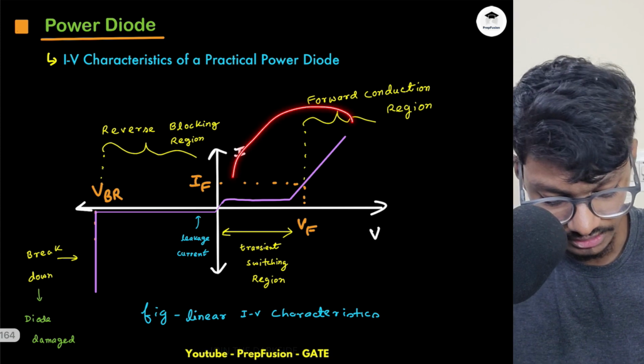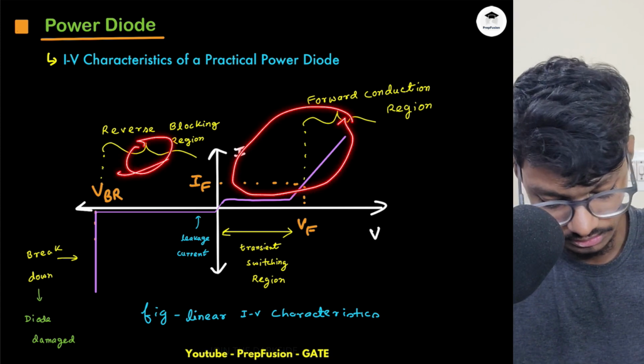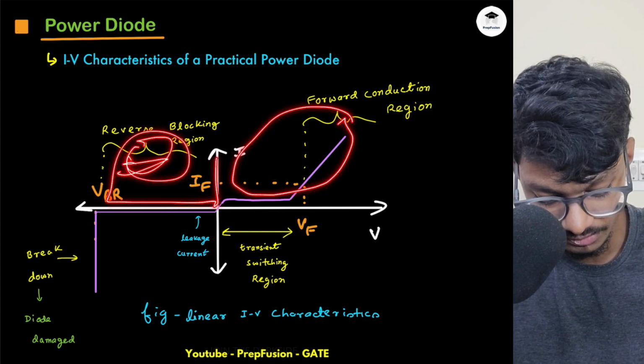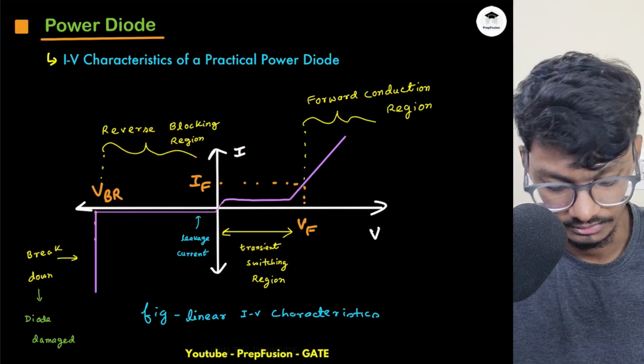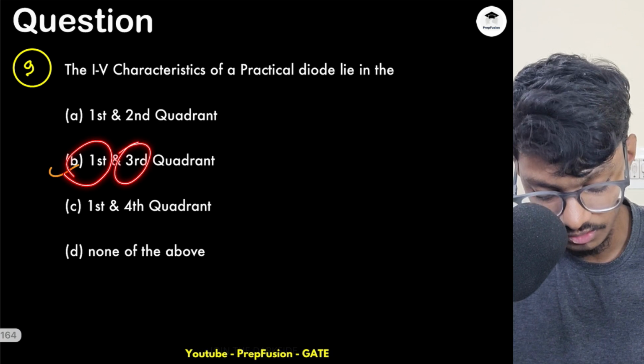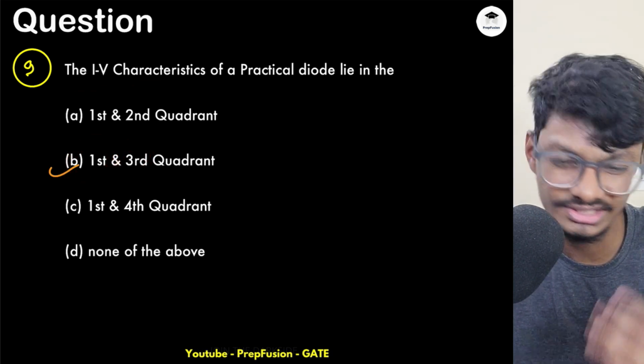This is the first quadrant, and in the second quadrant there is nothing present. In the third quadrant it is lying, and in the fourth quadrant also there is nothing. So the IV characteristics of a practical diode should lie in the first and the third quadrant. This type of question can come.